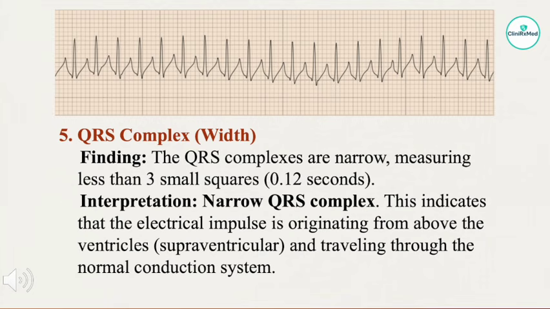Finally, we assess the QRS complex width. Here, the QRS complexes are narrow, measuring less than 3 small squares, or less than 0.12 seconds. A narrow QRS indicates that the electrical impulse is originating above the ventricles and traveling through the normal conduction pathway.